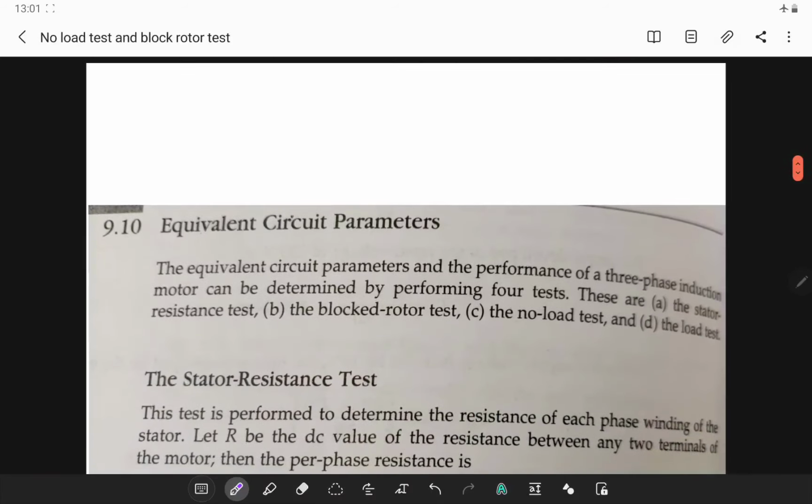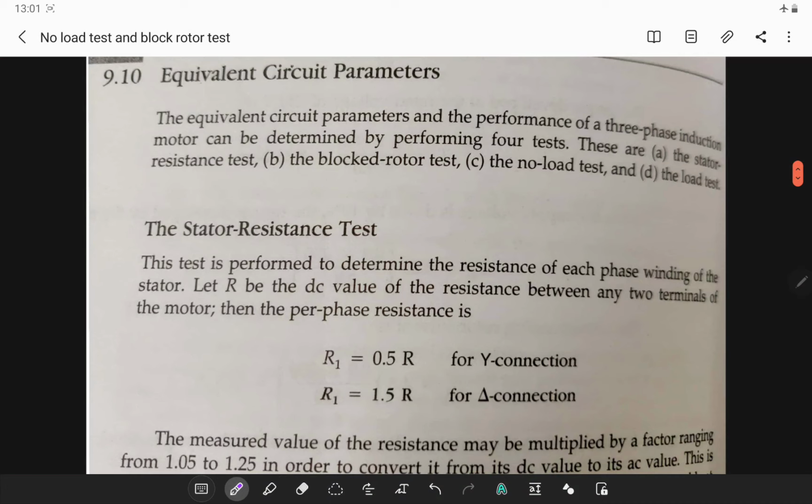Further, if I want to find the equivalent circuit parameters, that is R1, X1, R2 dash, X2 dash, and RC and XM, I will need to perform three tests on induction machine. First one will be stator resistance test. By performing this test, I will be able to find the value of R1.